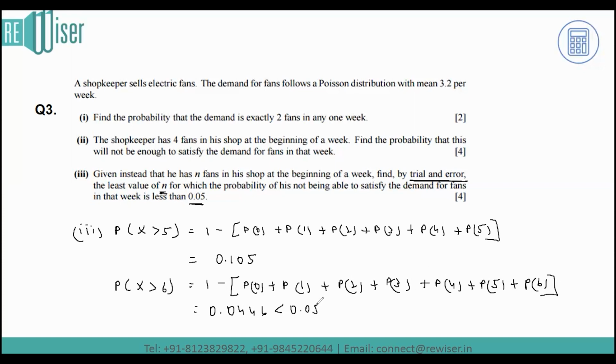Since the previous value was greater than 0.05, we moved on to the next iteration. So by hit and trial method, we can say that the value of n has to be 6. And that will be the answer for the third part of the question. Thank you, students.